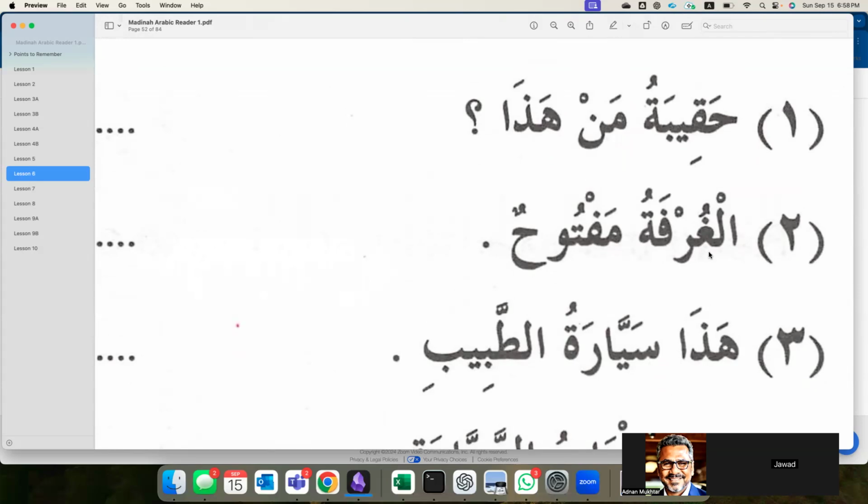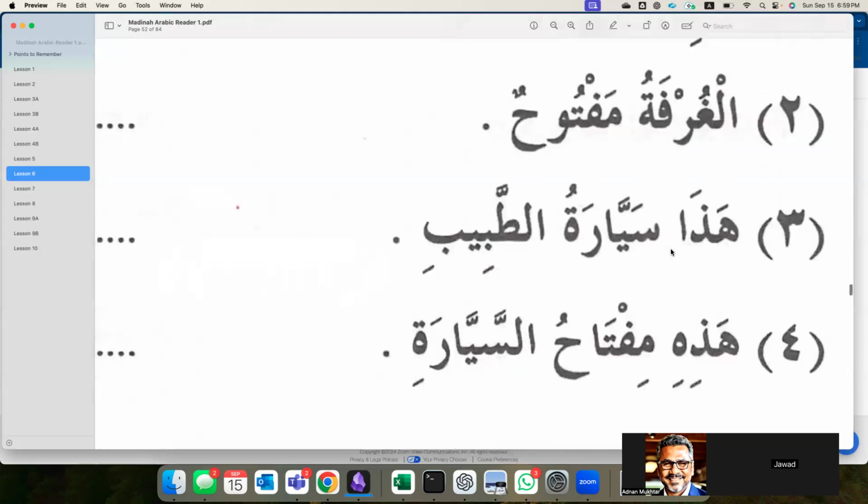Yes, al-ghurfatu maftuh. Try to use the mic if you don't mind. Al-ghurfatu maftuhatun. Exactly, maftuhatun. What does it mean? The door is open. No. The room is open. Yes, the room is open. Exactly.